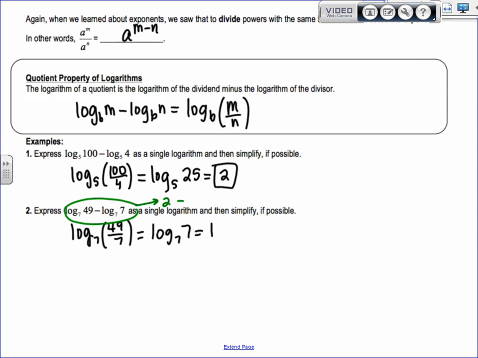2. What's log base 7 of 7? 1. 2 minus 1 is 1. You could have done it that way as well. But notice in the first example, we couldn't do that. I don't know what log base 5 of 100 is. Like, 5 to what power gives you 100? I have no idea, right? So I couldn't do that.